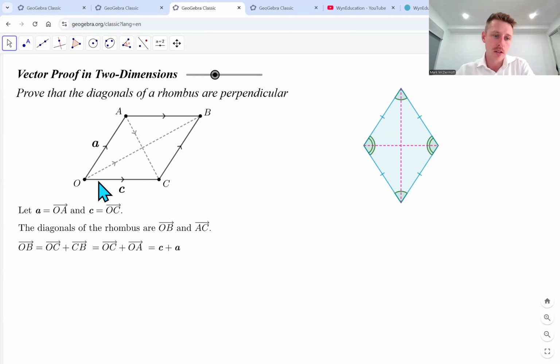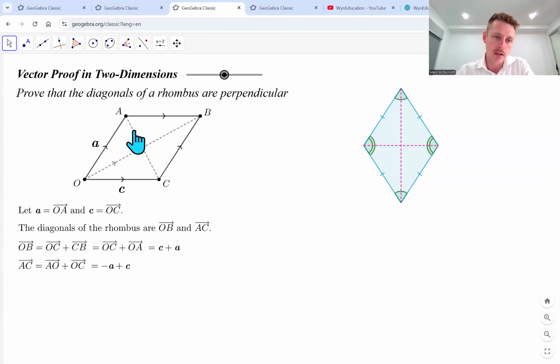Now it gets a little bit tricky, but you can see that OB is the addition of OC and CB. So if we add this vector to this vector, we get this diagonal vector OB. Similarly, OC plus CB, which is OC plus OA, because CB and OA are the same. So OC plus OA gives us OB, and so we can say that C plus A gives us OB.